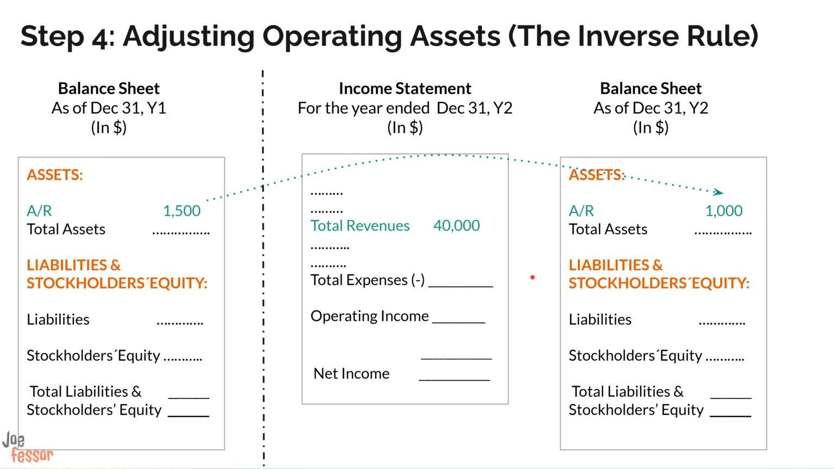Now take a moment to apply the same thought process to the other items. If inventory increases, does that mean we paid more cash or less cash than the cost of goods sold reported? Think about that as we look at the next set of adjustments.